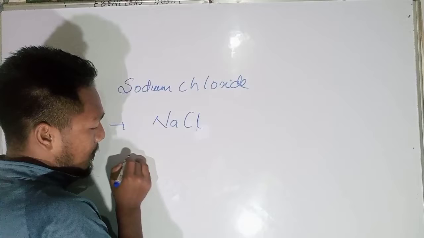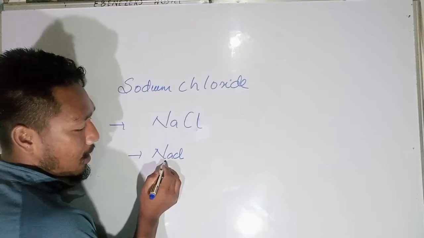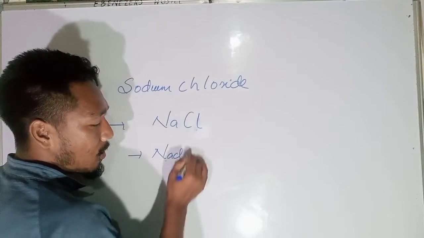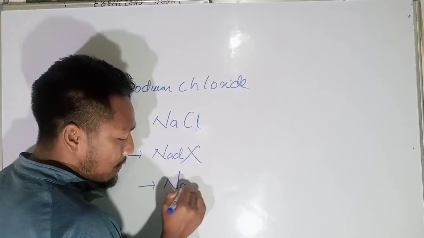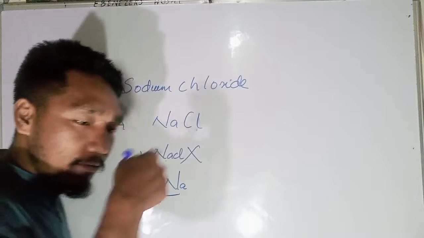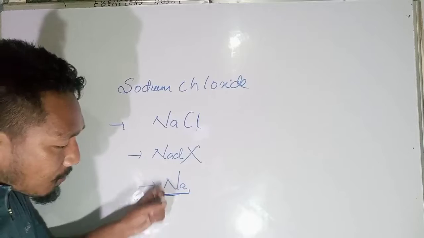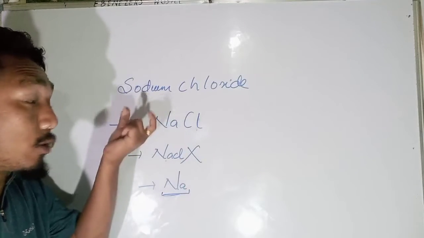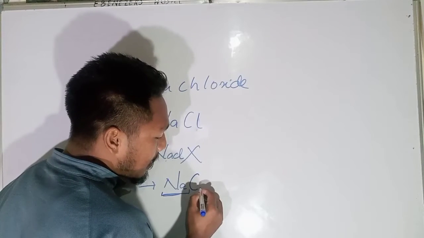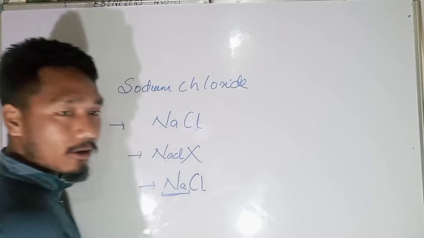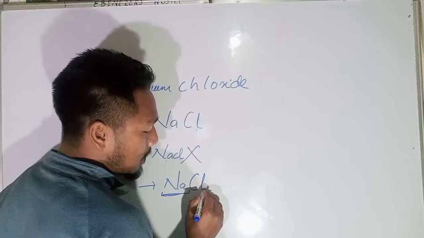But most of the students write it with the C small and the l also small. This is wrong. N is a capital letter, a is small, and that is sodium. A capital letter followed by a small letter means this is one element, like Na is sodium. Similarly chlorine: C is a capital letter and then l is a small letter.